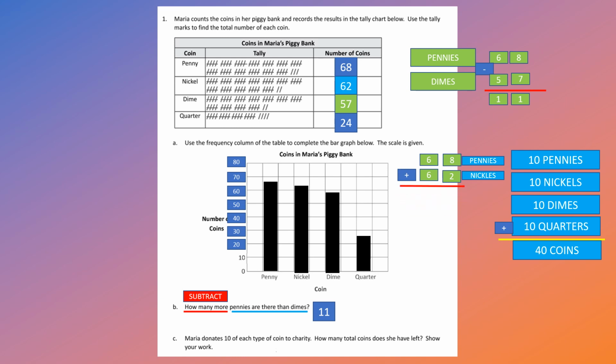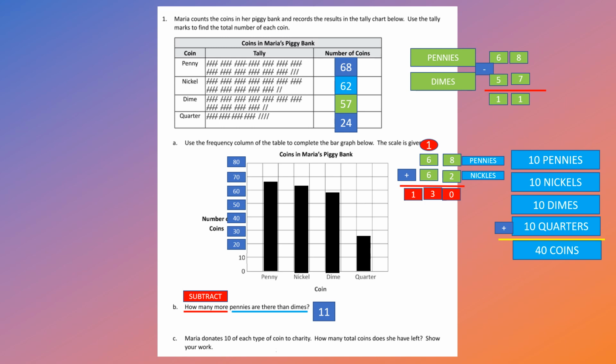And I add, starting with my ones place. What's 8 plus 2? Good. It's 10. I write my 0 there and I carry my 1. What's 6 plus 6? Perfect. 12. Then I add one more, which is 13. And I just write my 13 down.